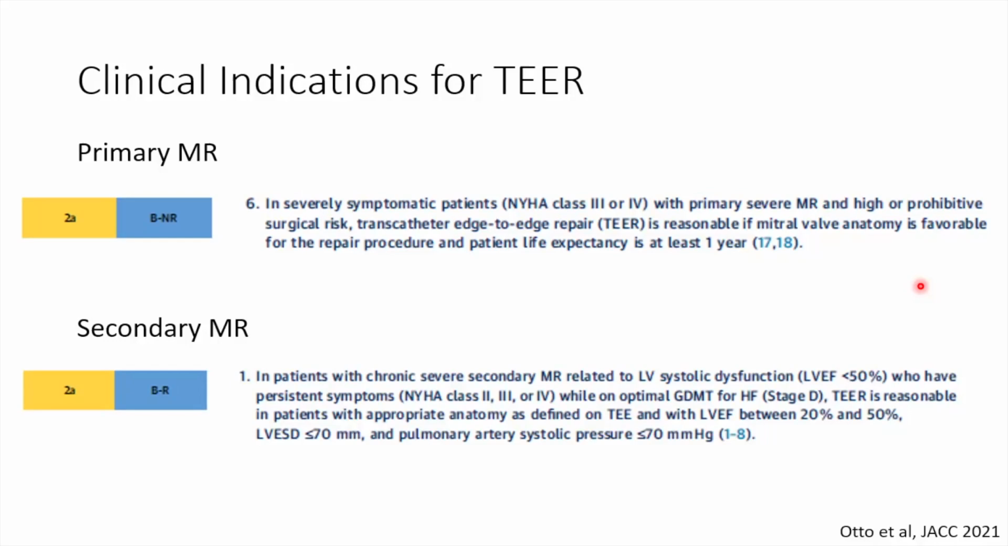In the setting of primary MR, this is a 2A indication, and it's reserved for patients who have primary severe MR with symptoms, but higher, prohibitive surgical risk. And so if they have a favorable anatomy, they would be indicated for a mitral TEER. In secondary MR, they're also indicated if you have LV dysfunction with significant symptoms but fail optimal medical therapy. And they define appropriate anatomy as per the COAPT trial to ensure that they would likely have a good outcome.